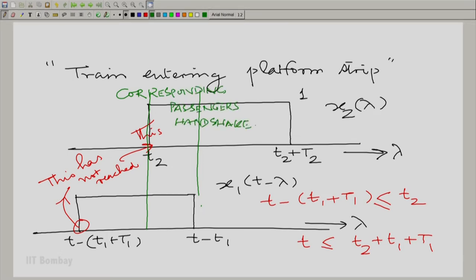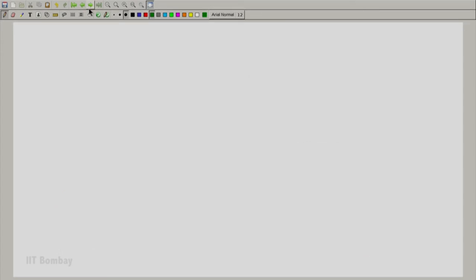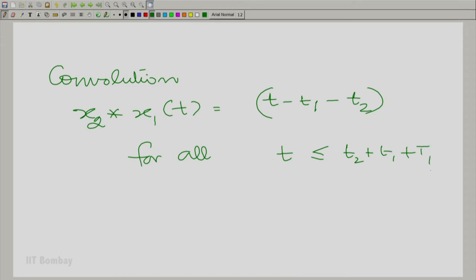And when you multiply the functions only in the green belt and integrate over that green belt, how much do you get? When you multiply them, you get essentially 1 into 1. And you integrate them essentially from t2 to t minus t1. So, what do we have here? The convolution, x2 convolved with x1 evaluated at t, is t minus t1 minus t2 for all t less than or equal to t2 plus t1 plus capital T1 and starting from t1 plus t2.